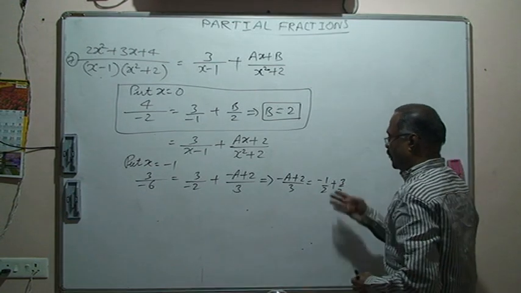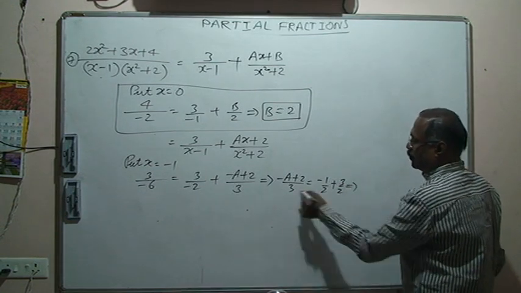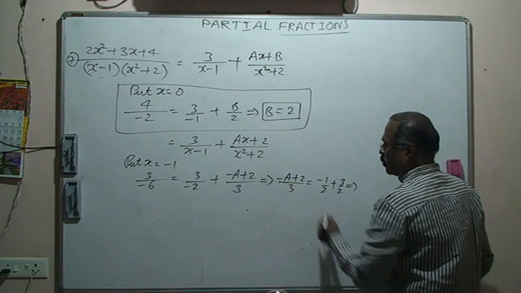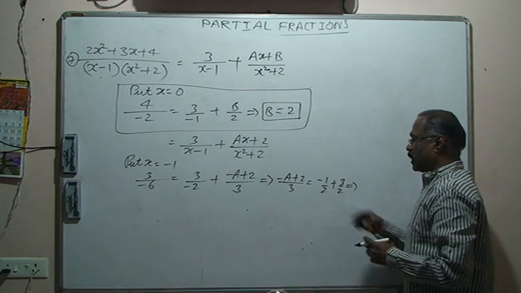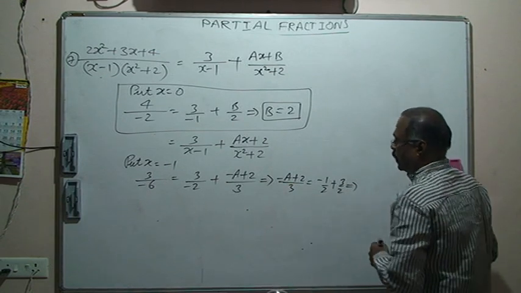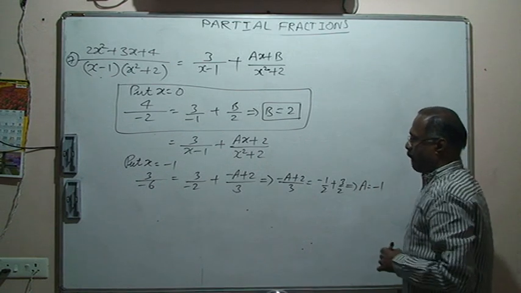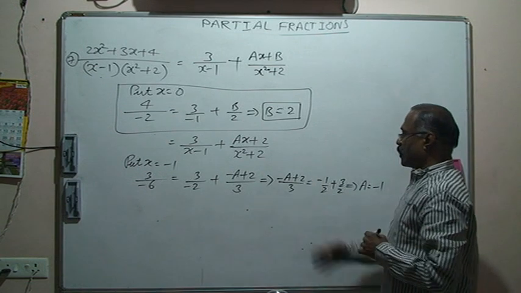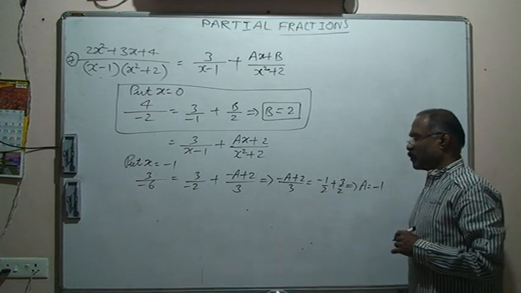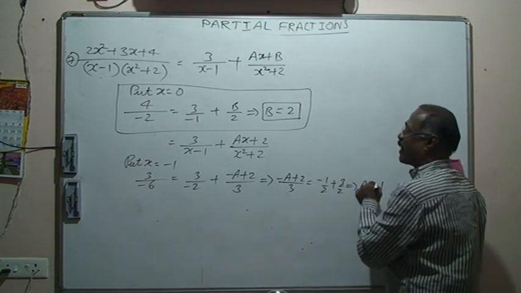How much is it? 2 by 2, 1. So, it is cross multiply this. 2 by 2, 1, 3. A is equal to 2 minus 3. A is equal to minus 1. That's it. You got the A value now.